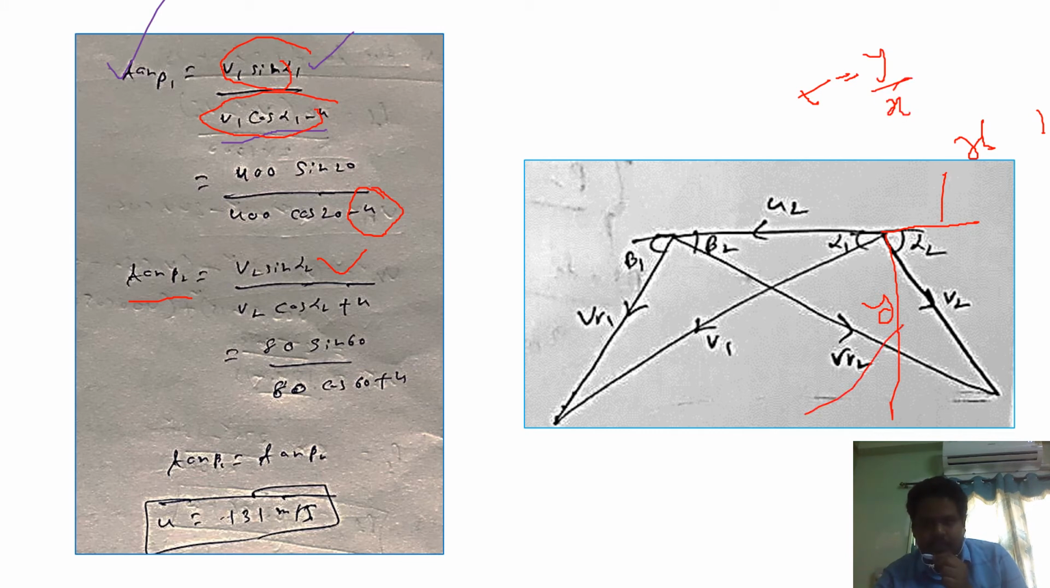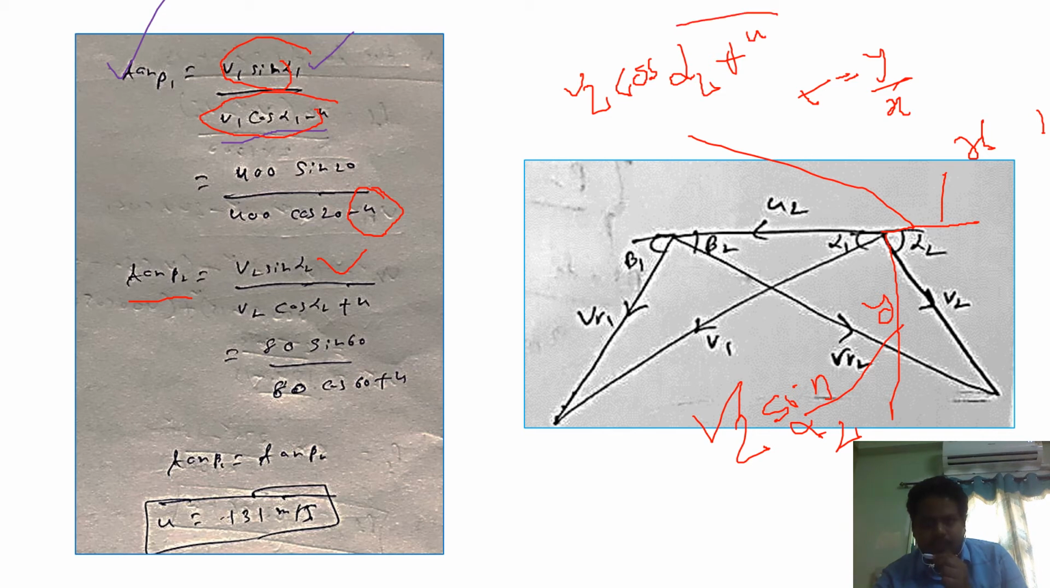Here the y length is v2 sin alpha 2, and x is v2 cos alpha 2, but here u is in the opposite direction, so plus u. The same thing I have written here: v2 sin alpha 2 divided by v2 cos alpha 2 plus u. Here also we know all the values except the value of u.